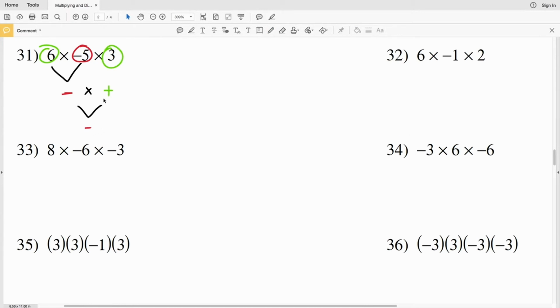Let's go ahead and do out the math. 6 times negative 5, positive times a negative, we know is a negative. 6 times 5 is 30. So 6 times negative 5 is a negative 30. And we're left with times 3. A negative times a positive is a negative. So negative 30 times positive 3 is going to give us a negative 90. So our answer to number 31 is negative 90.